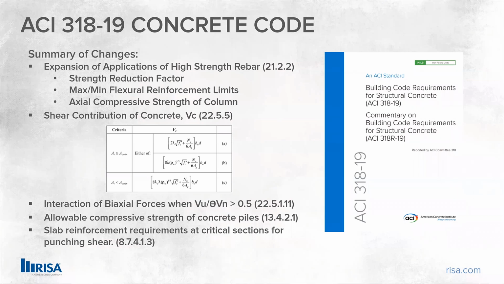One of the other big changes is the shear contribution of concrete. We're all really familiar with the standard old school V sub C equation for that shear of concrete. Now you can see in the table that I have listed below here, it really depends on a criteria of your area of shear steel, and then you use the corresponding V_c equation accordingly. Additionally, we have an interaction of biaxial forces, also an allowable compressive strength of concrete piles change, and then finally slab reinforcement requirements for critical sections and punching shear change. And so all of these changes are included, again, both in RISA 3D, RISA Foundation, as well as RISA Floor.